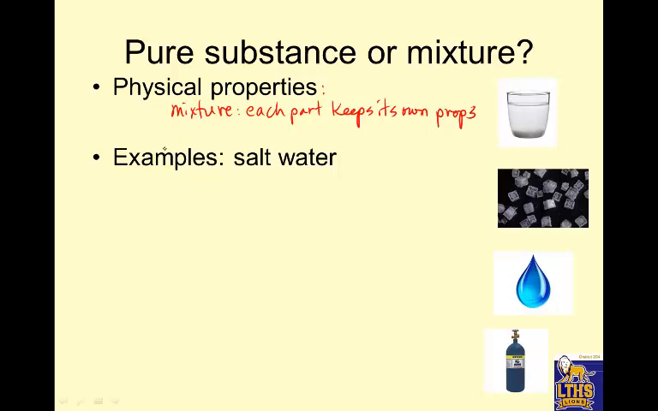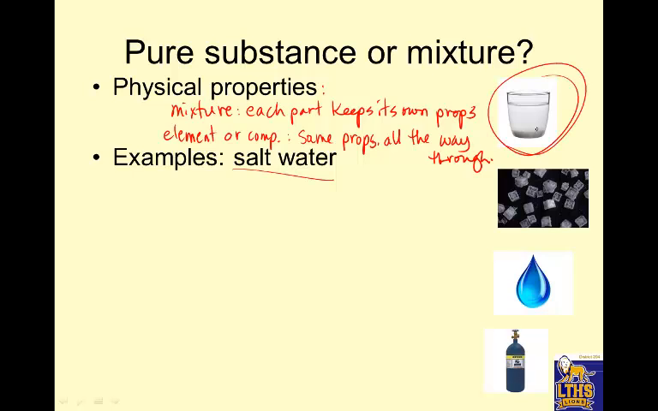In an element or compound, you have the same properties all the way through. What does that mean? Let's take an example: salt water. If you take salt water and drink it, you can taste the water part of it, you can taste the salt part of it, but it's all mixed together. Each part of that keeps its own identity, so salt water is a mixture.